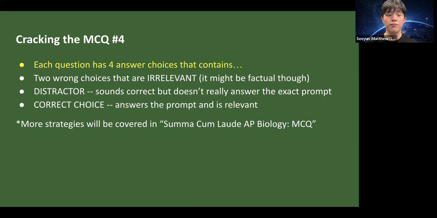For the MCQ, each question has 4 answer choices. Among the 4 answer choices, 2 will be wrong choices that are irrelevant. It might be factual though. It might make sense. They might be based on biological facts, but they're just irrelevant. Always, there's a distractor. It sounds correct, but doesn't really answer the exact prompt. And there's that correct choice that answers the prompt and is relevant to the question.